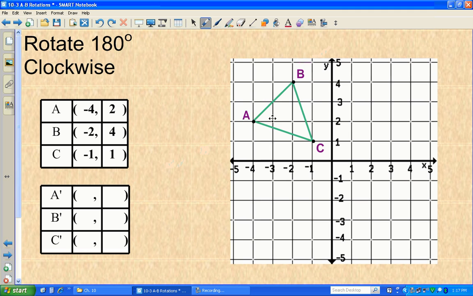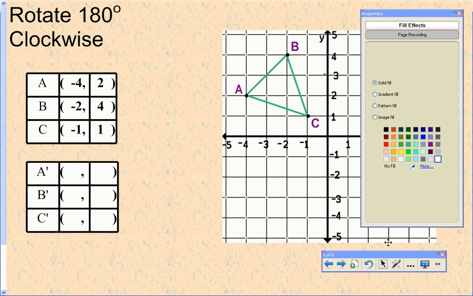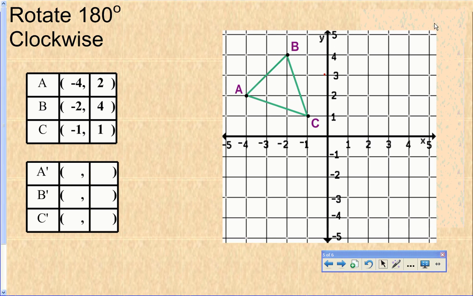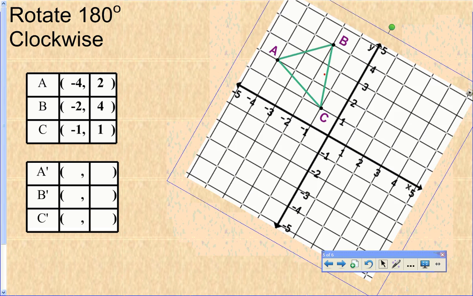So we have this triangle ABC, and we're going to rotate it 180 degrees clockwise. Now this one is much more difficult to visualize in your head. Again, if you can visualize it, that's great. Me, I'm not so good at that. So I'm going to use my method of rotating the paper. So again, you draw this on a graph. Physically take your graph paper and turn it 180 degrees clockwise.